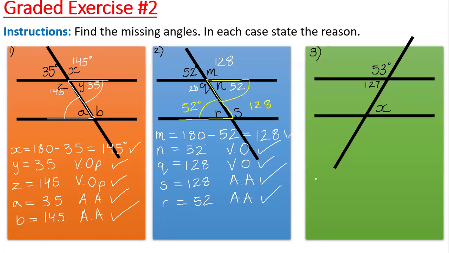What's your answer for X? 127 degrees because alternate angles are equal. Do we agree with her? That X is 127 or 53? 127. You sure it's not 53? Are y'all sure it's not 53? Yes, sir. Why not? Because that angle is alternate to the top one that's missing, which is 127.